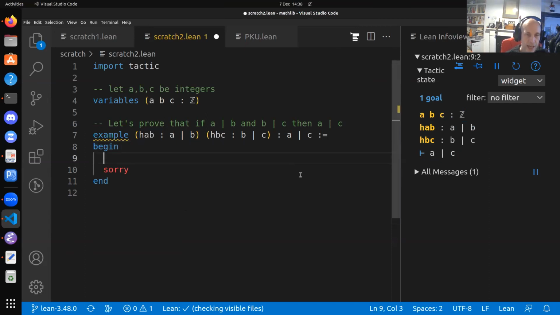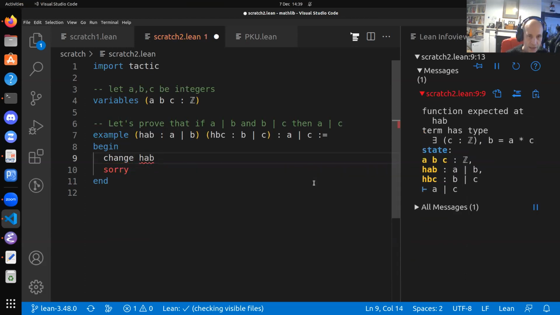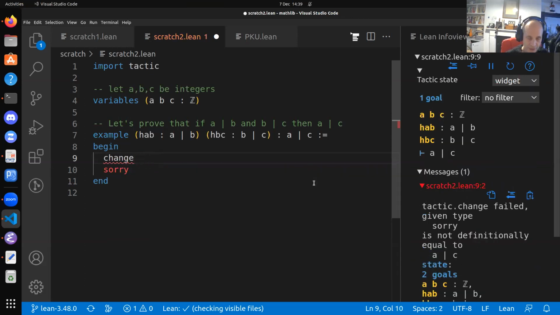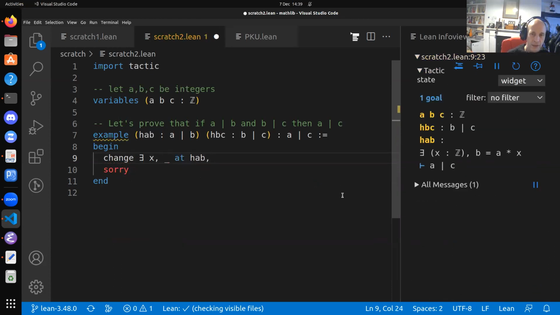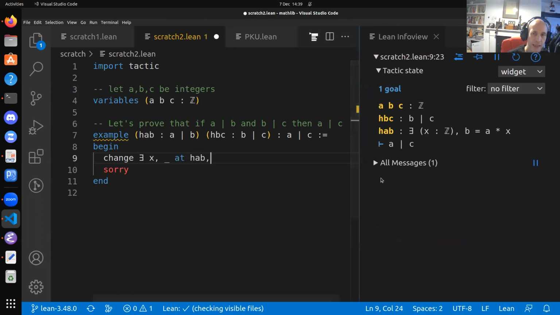So I'm going to type code into the left here. What does it mean for a to divide b? One way of saying it is that there exists an x such that b equals a times x. Internally, that's how this is defined. Let me use "exists an x such that" on HAB. Lean's brain just changed a little bit there. HAB used to say a divides b, but now it says something mathematically equivalent, but not exactly the same: instead of a divides b, it says there exists an x such that b equals a times x.